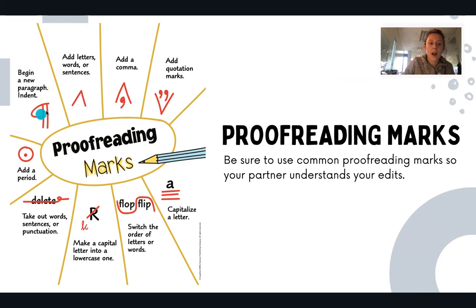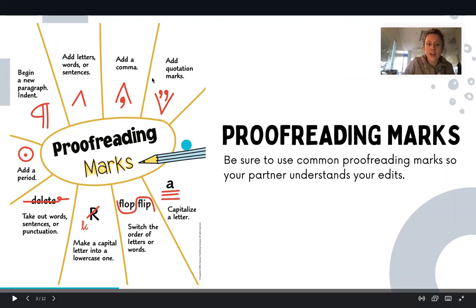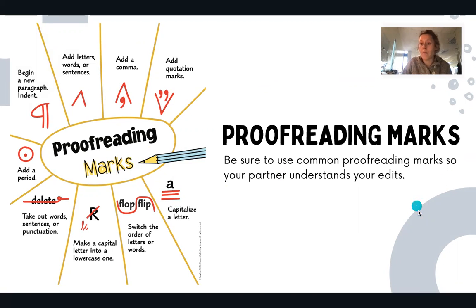If you're adding a new paragraph, you'll do this weird backwards P. If you're adding words or letters, you'll do a caret. Capitalization has these 3 lines and so on. So make sure you try to use common proofreading marks.